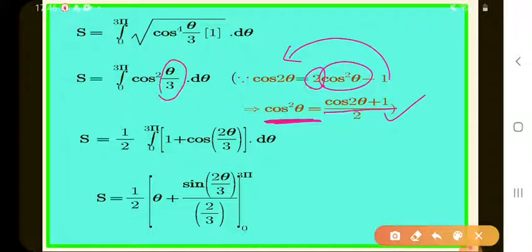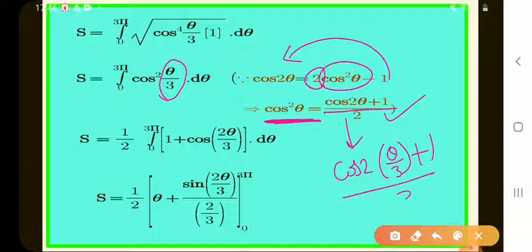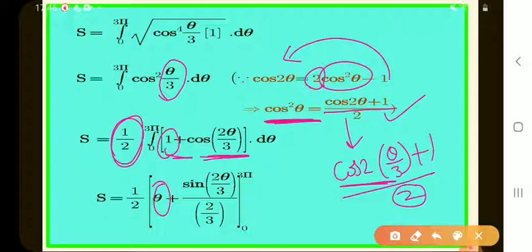But here we have θ/3 in place of θ. So what we get here? Put θ/3 in θ place. That means cos 2θ/3 plus 1, by 2. I write 1/2 outside and the remaining term is 1 plus cos 2θ/3. Okay. Now we integrate this term. What is the integration of 1? θ. And what is the integration of the cos term? sin 2θ/3, and the constant 2/3 I write in the denominator. And the limits are 0, 3π.